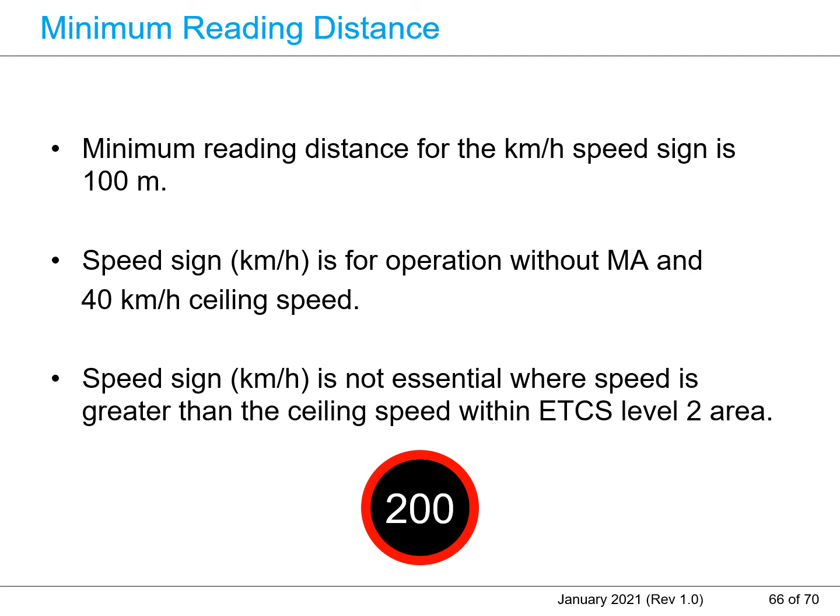The km/h metric unit speed sign requires minimum reading distance of 100 meters. The speed sign is only observed by the train driver during non-full supervision operation, when the ceiling speed is set to 40 km/h. Therefore, the km/h metric unit speed sign is not essential where the speed is greater than the ceiling speed in the ETCS Level 2 area. During ETCS Level 2 full supervision operation, all the permitted speeds of the movement authority will be indicated on the driver-machine interface (DMI).